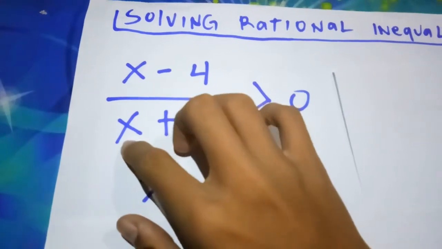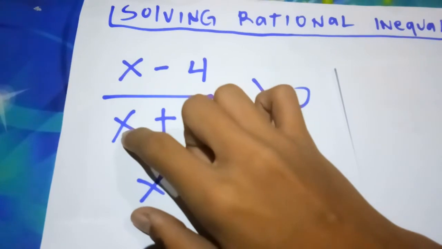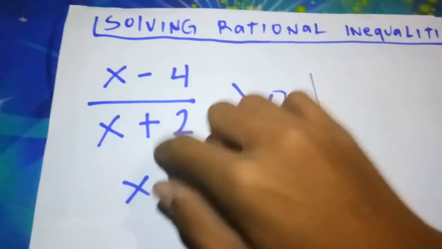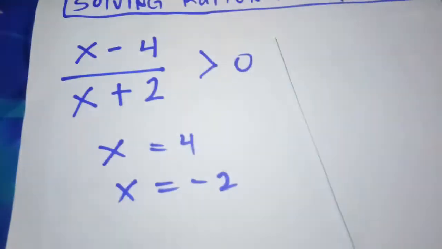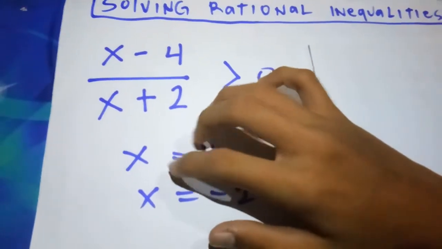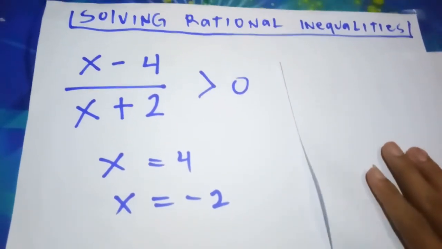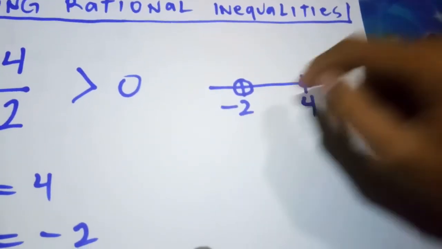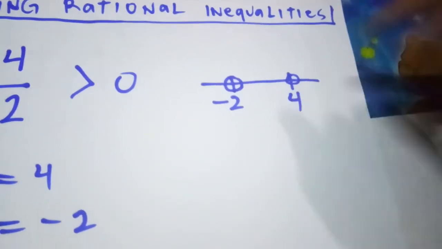Next, for the bottom, if I substitute x with negative 2, I get 0, since negative 2 plus 2 is equal to 0. So the other x is negative 2. Now I have the top and bottom values, 4 and negative 2. I will make a number line. So now I have this number line, with negative 2 and positive 4.